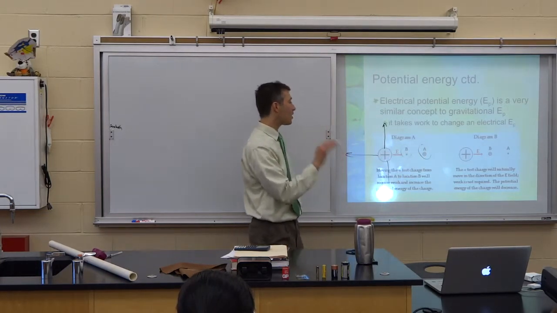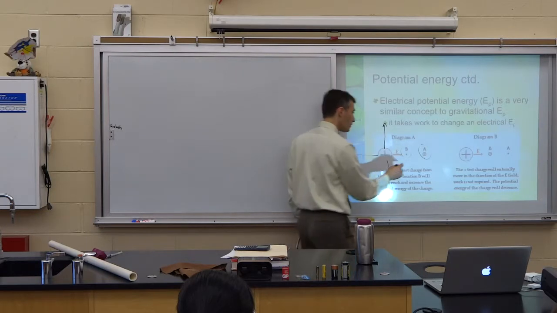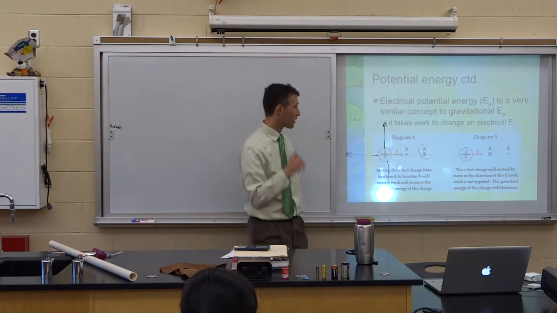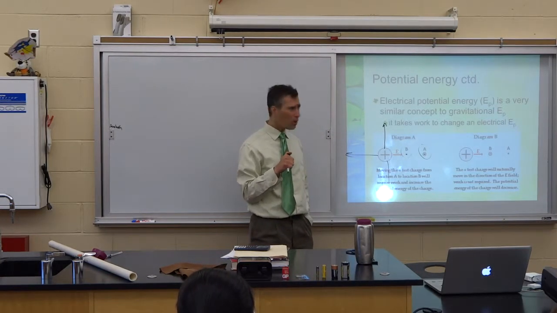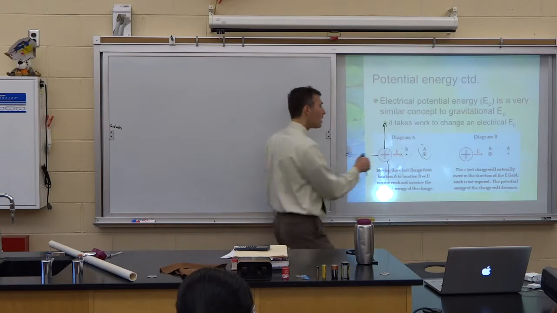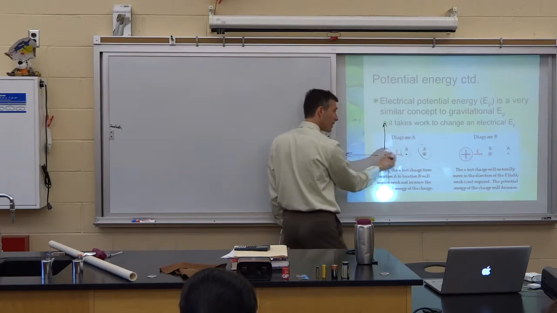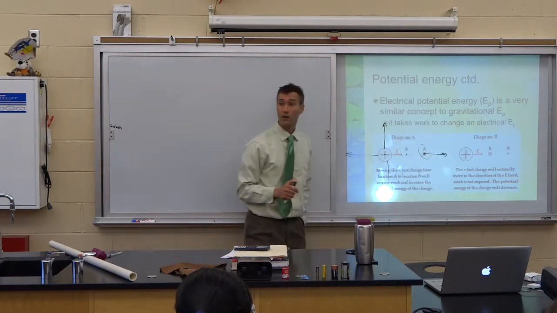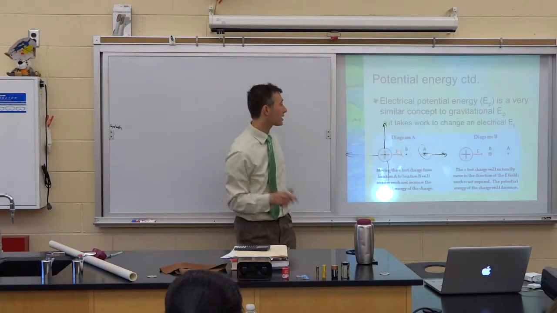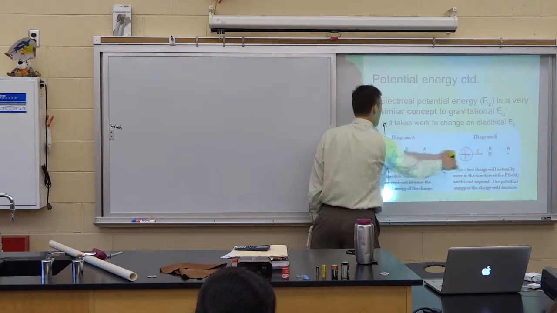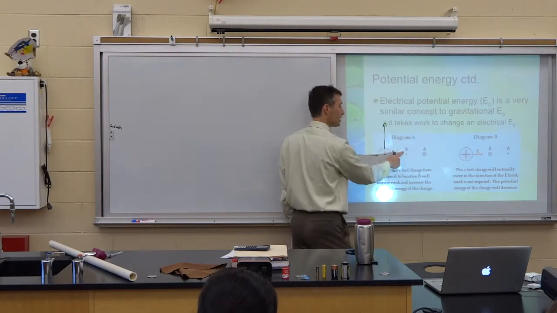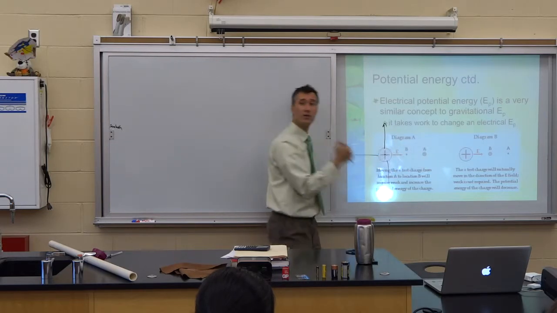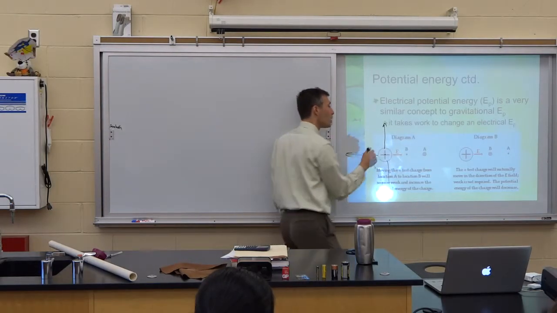If we allow nature to do work, will this test charge end up at position B? If we allow nature to do the work? No way, right? No way, Jose. Because this positive region of space is repelling this positive test charge, so nature is going to make it go that way. Nature is going to make it go in the direction of the electric field. So no, nature would not bring it to location B. If we want it to go to location B, we would have to move it there. We would have to do work and move it there.